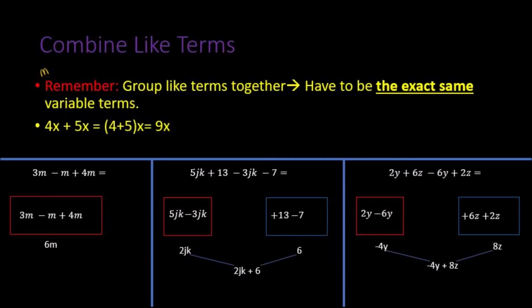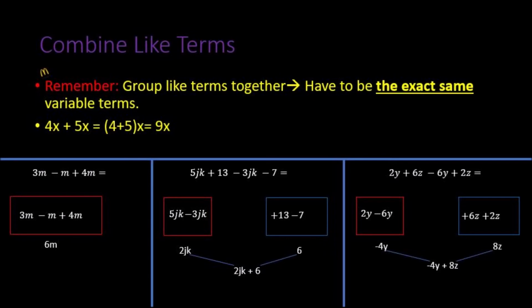Now, do your answers look like this? If not, that's okay. Let's check it out together. So we have 3m minus m plus 4m. If you notice, all three have the same variable. So all you would have to do is combine them all by adding and subtracting. 3m minus m plus 4m is 6m.